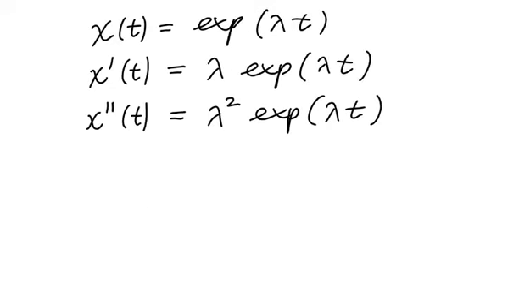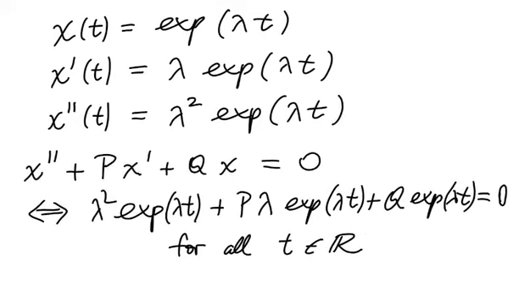As you can see, each time we take a derivative of the exponential, a factor lambda appears. However, the time dependence of x of t, x prime of t, and x double prime of t is always of the form exponential of lambda t times a constant. So the ODE for x reads as follows. The combination of x double prime, x prime, and x has to be equal to 0 for all t real.